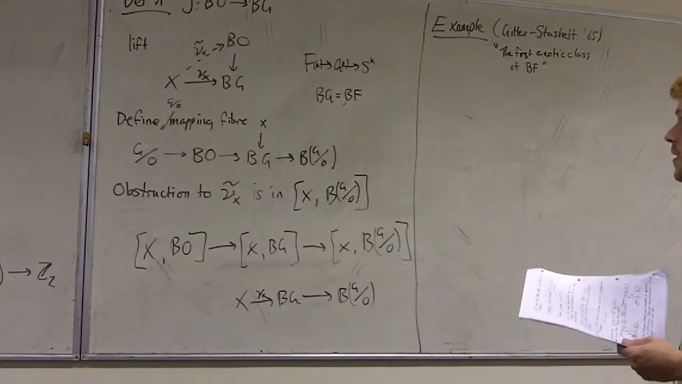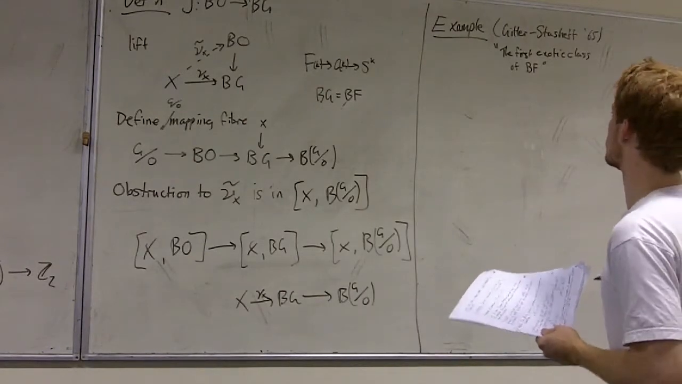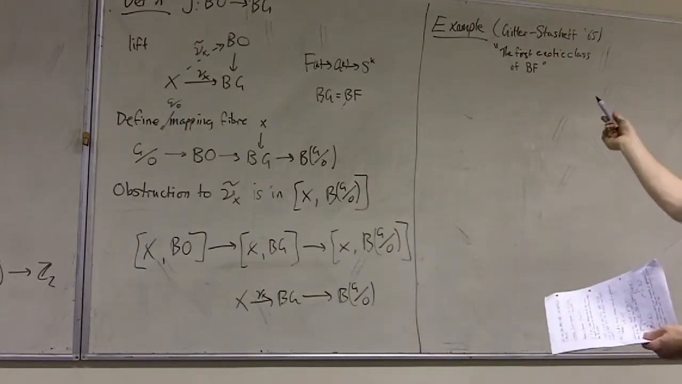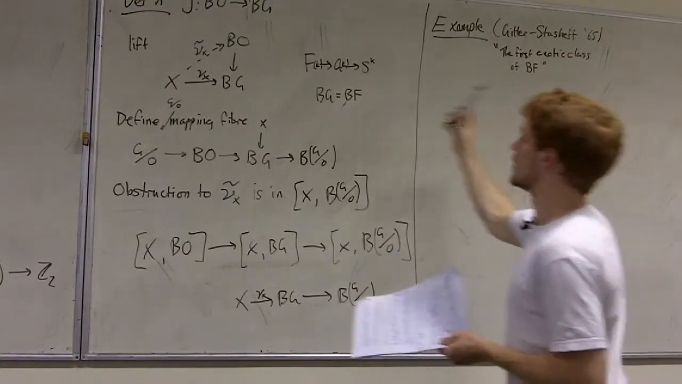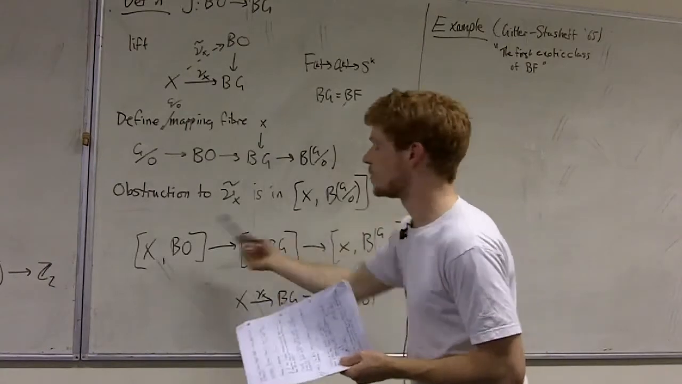So, I mean, this is an important part of it, but I cut it out for brevity. So, in fact, when it says an exotic class of BF, it means equivalently an exotic class of BG, so a class of BG that doesn't lift to BO.